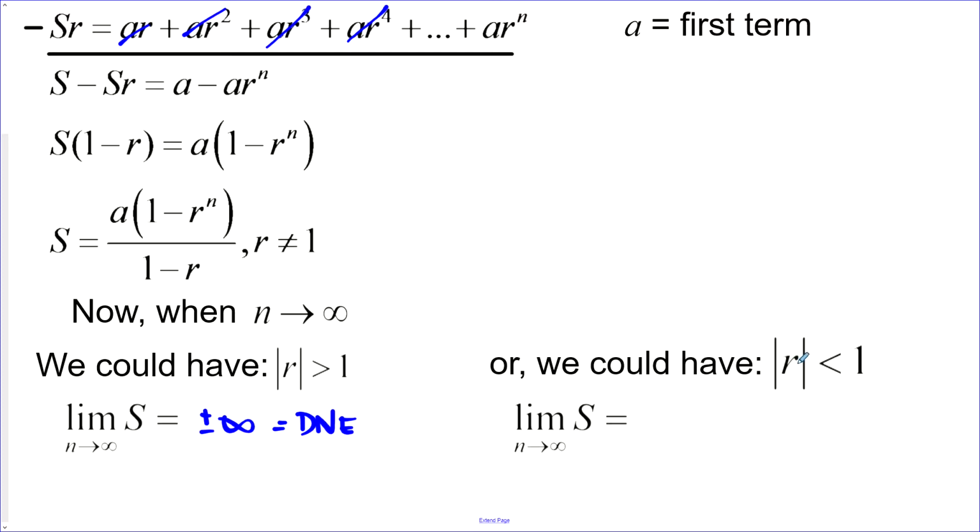But there is something we can say about these ones. If the absolute value of R is less than 1, then right here we would have the limit as n approaches infinity of just this portion of our formula, R to the power of n. This will approach 0. And that means that this part of our equation just becomes 1 minus 0, which is just 1. And so in the numerator, we just have A. And so the limit of our series as n approaches infinity is A over 1 minus R. Or in 20-1, we also wrote this as T1 over 1 minus R.